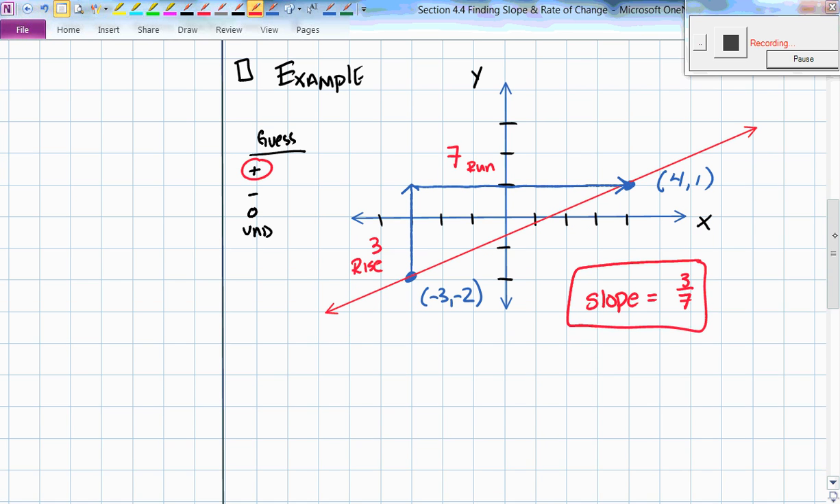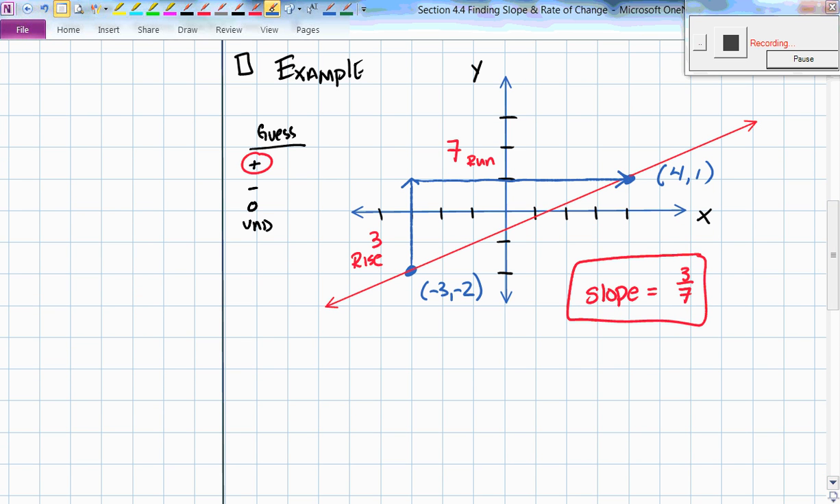Okay, not bad. Now, who remembers the slope formula? Okay, what is it? Go ahead. y2 minus y1 over x2 minus x1. Very good. So, we're going to go from left to right because that's how we read books. This is the first point.